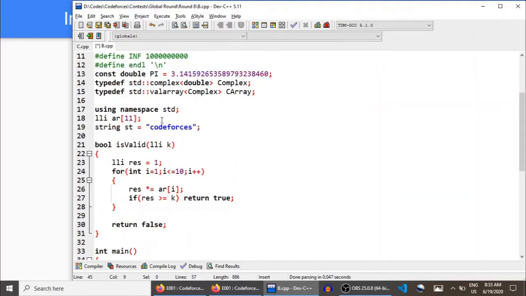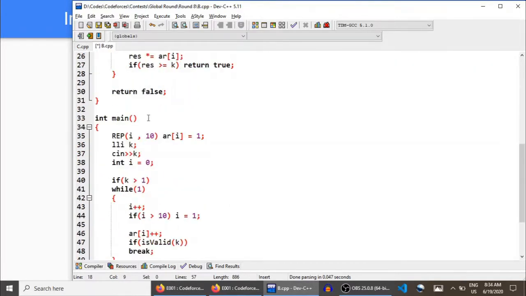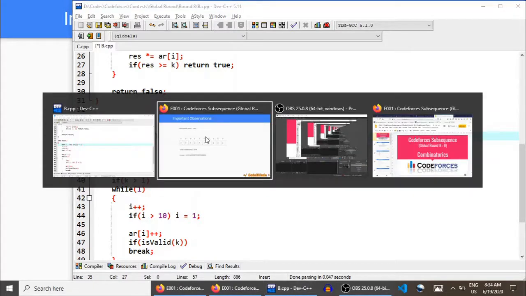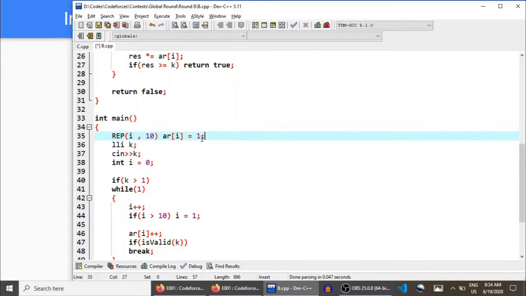I'm using the integer array. LLI is long int, basically a 64-bit integer array of size 11, so that I can have indices from 1 to 10. Now REP is a for loop running from 1 to 10. So I am initializing all of the characters to be 1. As explained in the slide, each character would be at least 1. There are 10 characters. Index 1 represents C and index 2 represents O, and so on. So we will start where each character is at least 1.